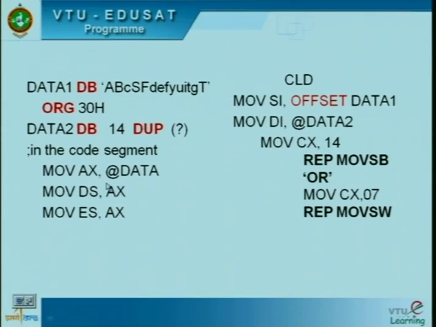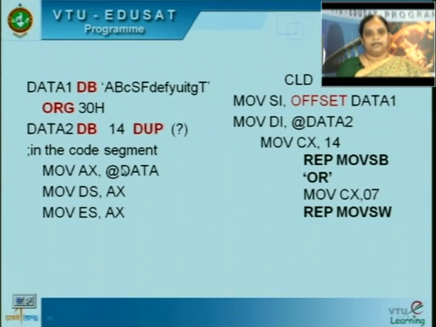So MOV AX, @data will give me the starting address of the data segment, and that will be moved into AX, and from that I move into DS. We cannot move immediate data into DS or ES. It has to be moved through the AX register only for segment registers. For other registers, we can move the immediate data directly. Next, coming to the direction flag, CLD will clear the direction flag, DF equal to 0.